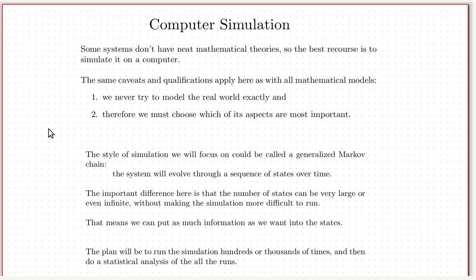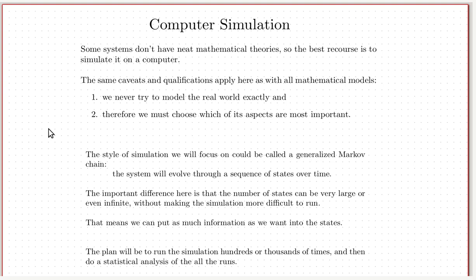Some systems are just a little too complicated to have a nice, neat mathematical theory. And so what you can do is you can try to simulate it on a computer, and then the plan would be to run your computer simulation preferably many, many times and see how it plays out on average, right? And do some statistics on what happens when you perform the simulation.